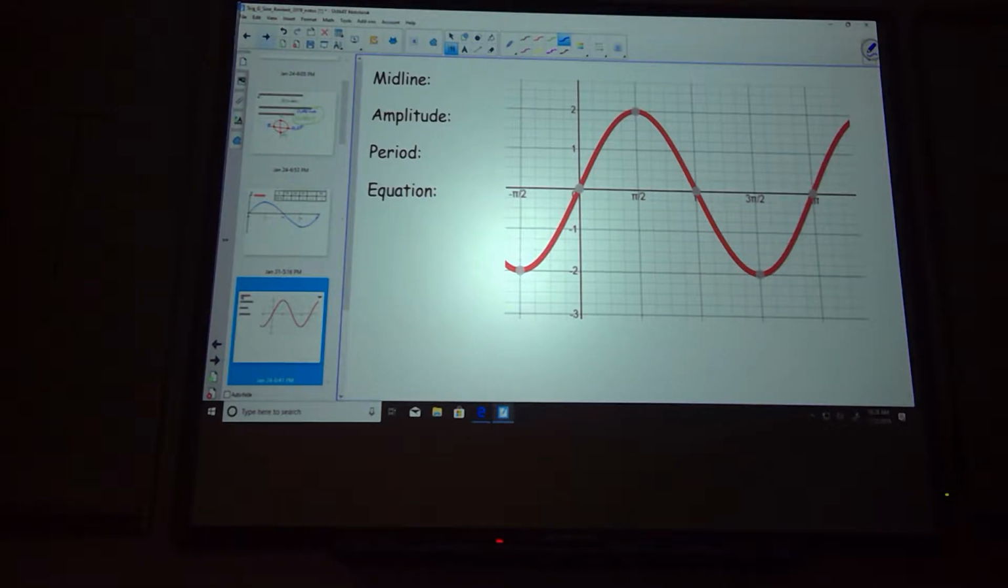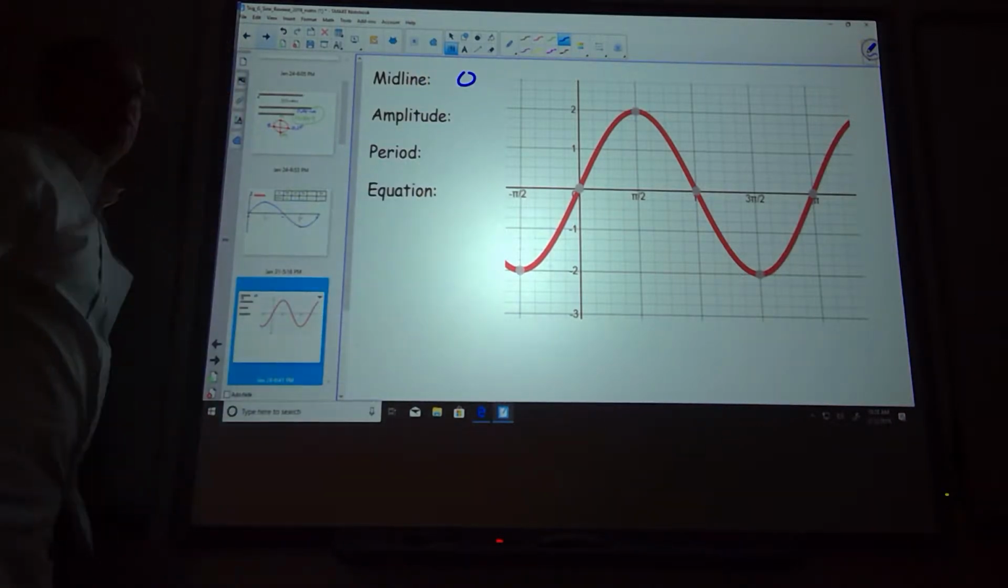So we're going to talk about the midline. The midline is the line in which it goes an equal amount above and an equal amount below. So with that kind of definition, what does it appear my midline is? Does it appear my midline is the x-axis, or did it move up, or did it move down? So my midline is 0, so it's my x-axis. Is that okay?